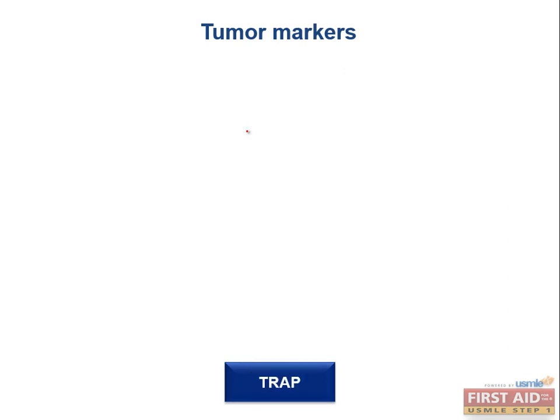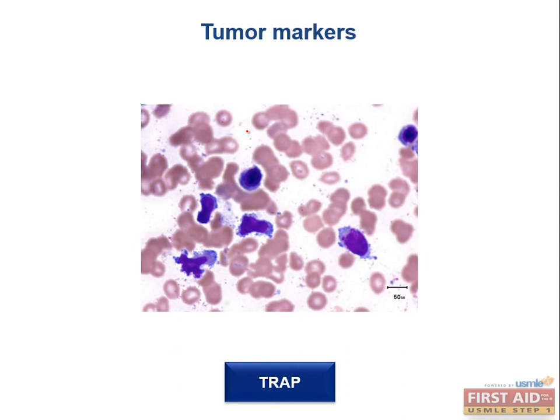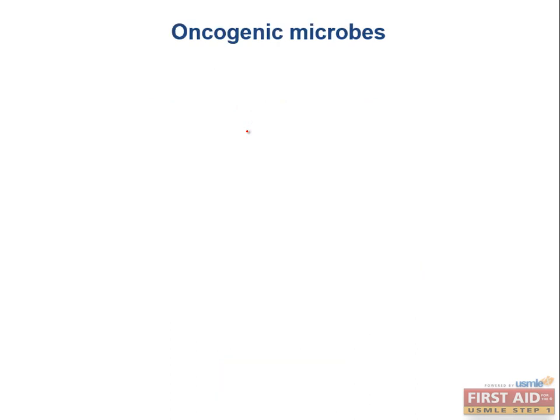What about this one? Tartrate-resistant acid phosphatase. Here's a mnemonic for it. Trap the hairy animal. Hairy cell leukemia, which is a B cell neoplasm. This is hairy cell. See these hairy looking cells? Very good.